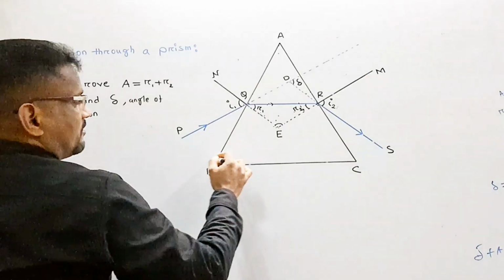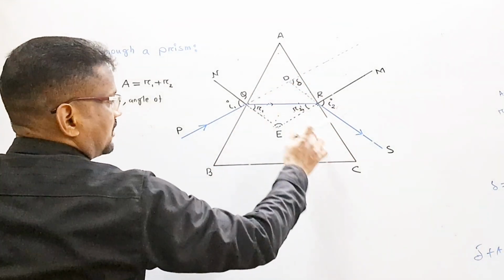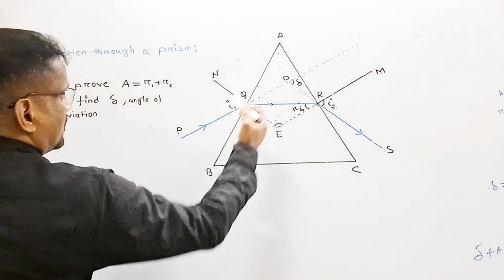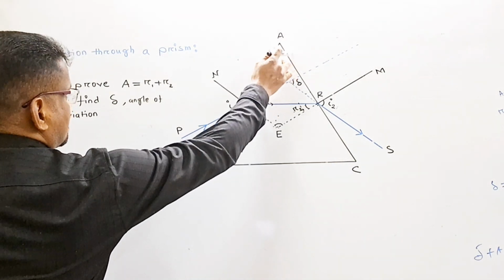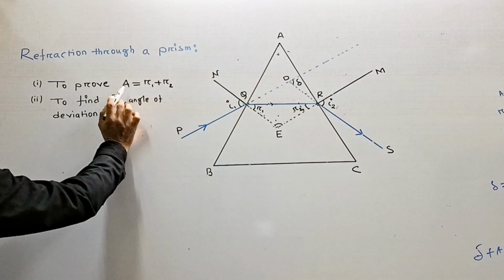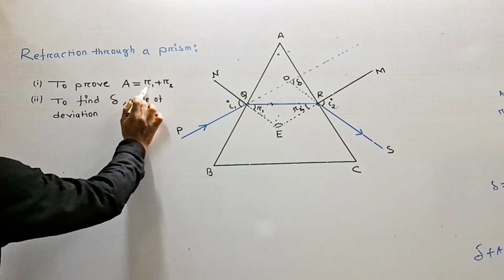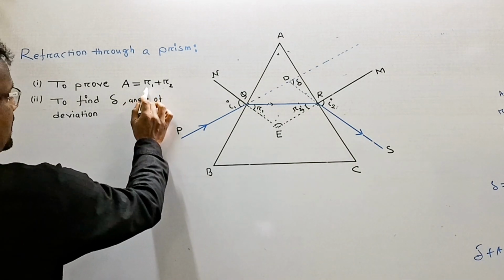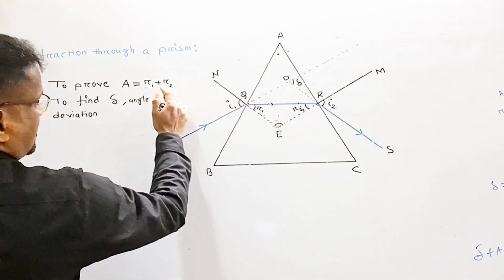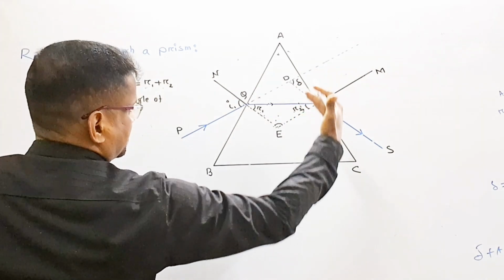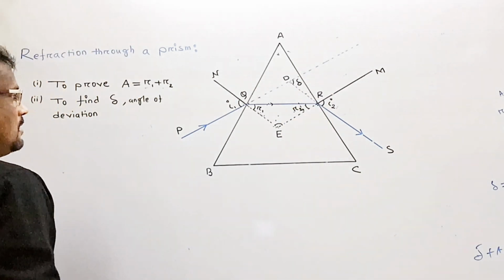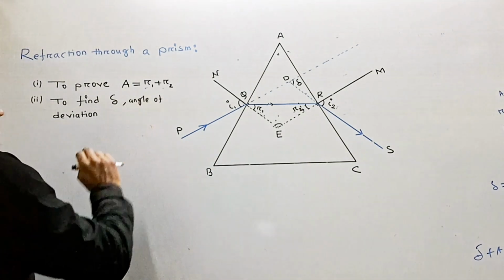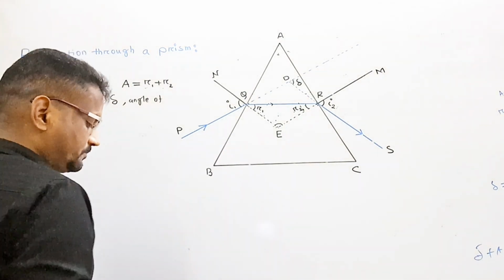Let us draw a prism by simply drawing a triangle, and this triangle represents a prism. Here this is the angle of prism, which is, suppose, A, and we are to show that the angle of prism is equal to R1 plus R2. What is R1, R2? R1 is the angle of refraction on this face, and R2 is the angle of incidence on the other face. And then we will find the angle of deviation. At first, these two results we are going to obtain from here.